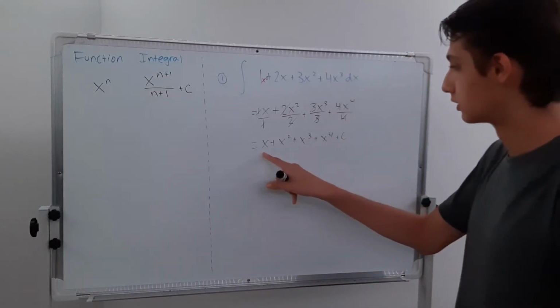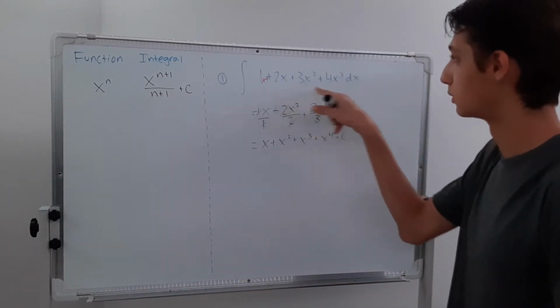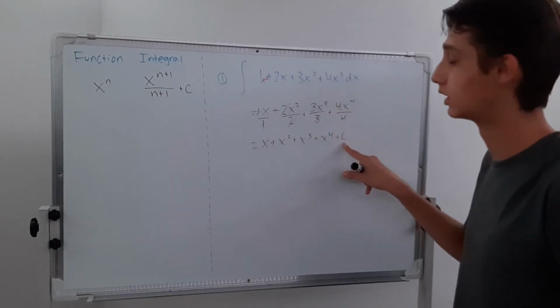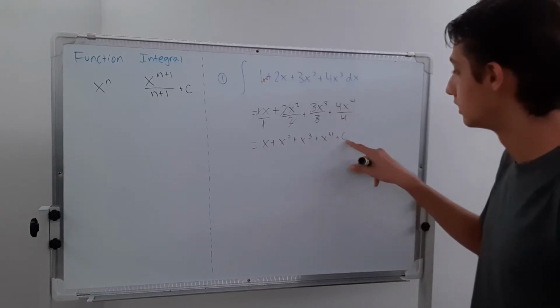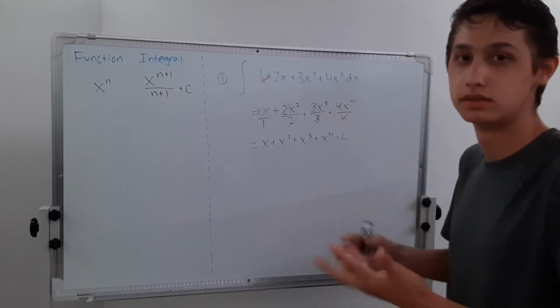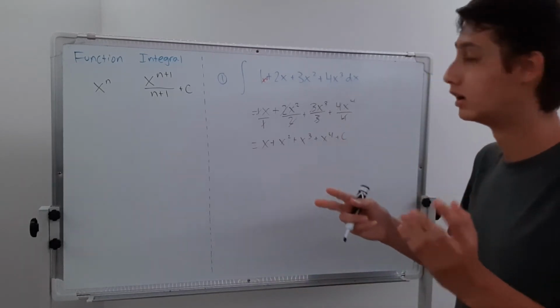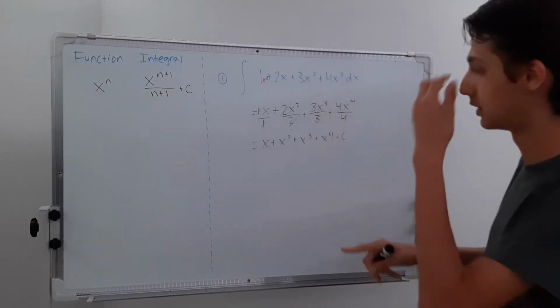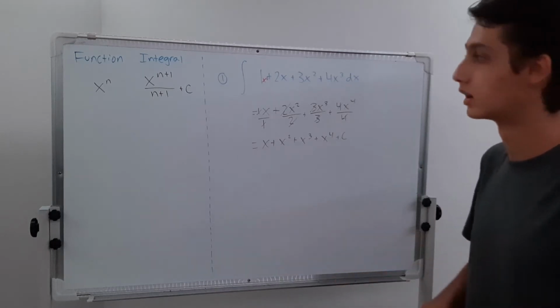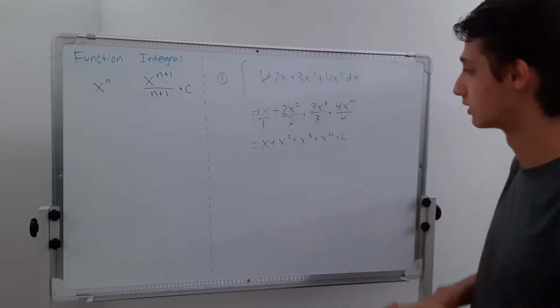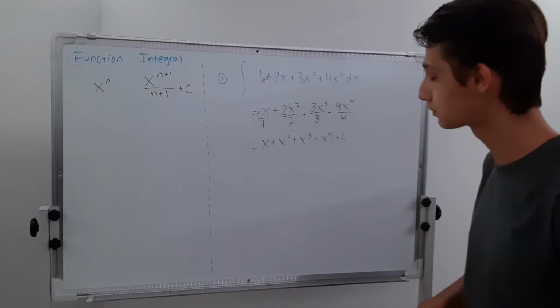If I took the derivative of this, I would end up with this. Now, if there was a number here, like 70 or 10 or 2.5, the derivative of a number is 0, so it would just go away. So if we're doing the opposite, we have to add a constant because we don't know if there is a number there. So that's why we add a number there.